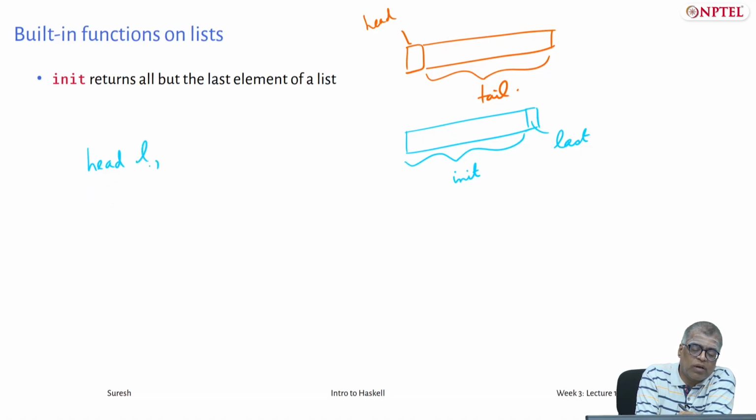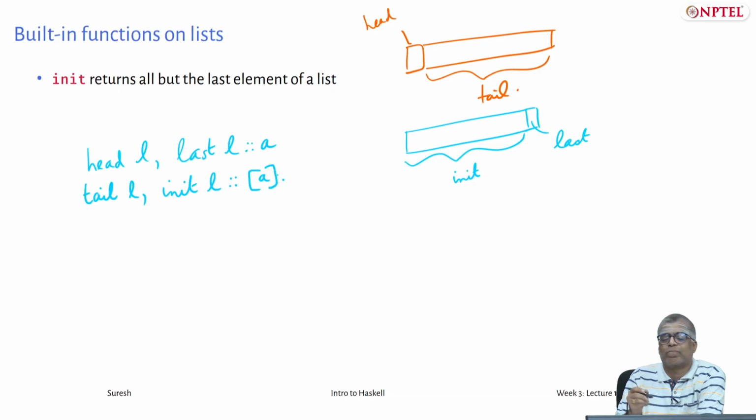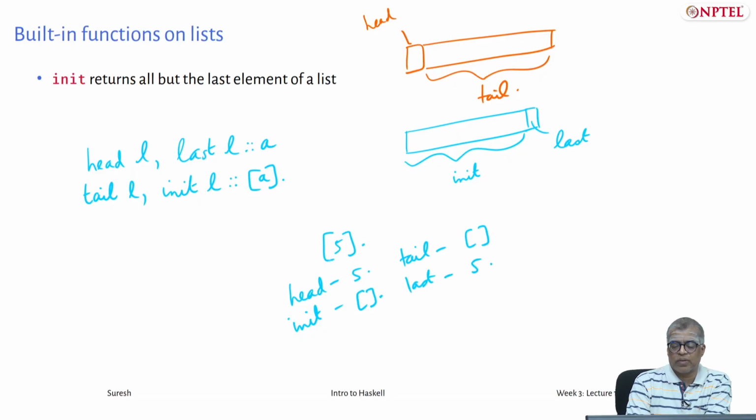Head L, I must say, head L and last L are elements of type A, whereas tail L and init L are lists of type list A, right. So, for instance, I might have a singleton list 5, its head is 5, tail is empty list, init is empty list, last is 5 for this list. Okay.